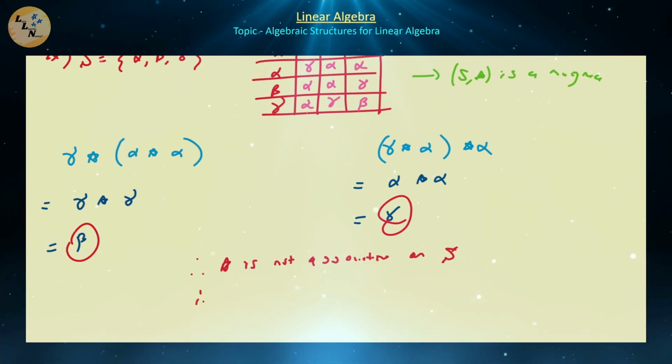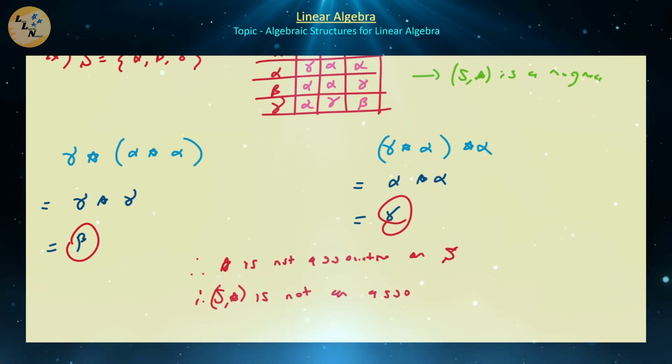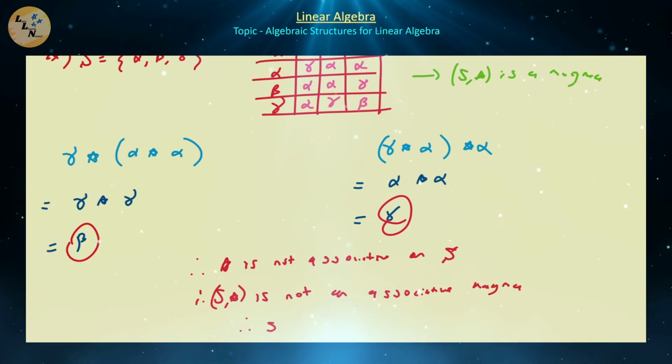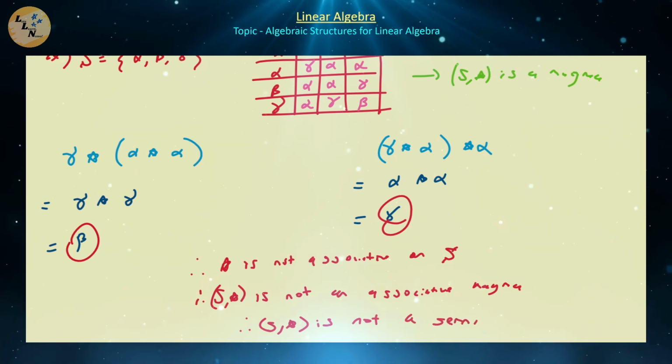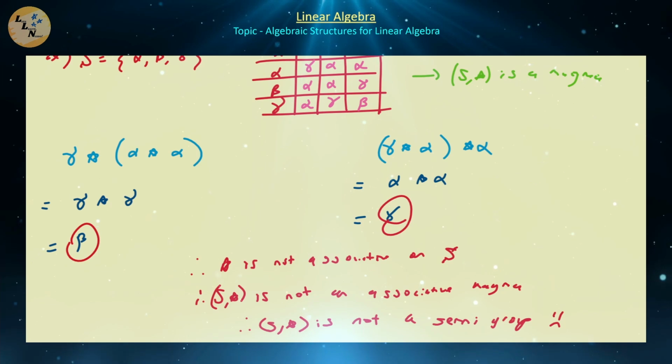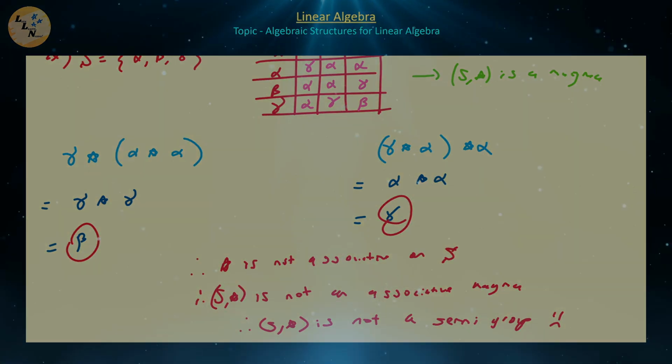So that means S star is not an associative magma, which means that S star is not a semigroup. At least it's a magma, but it's not a semigroup, right? So you could have, for example, an associative set that is not a magma, and you could have mixtures of these definitions, of course. But in this case, we have an example of a magma that is not a semigroup.